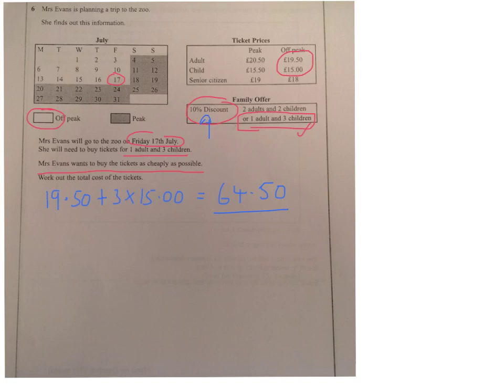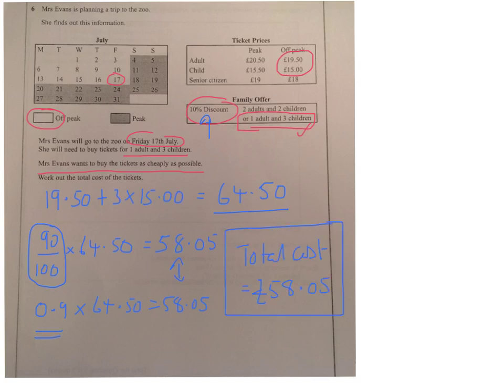So we can either do 90%, 90 hundredths of £64.50, or, if you're familiar with the multiplier, 90 divided by 100 is just simply 0.9. Either way, we get the same answer, £58.05, so we need to make that as clear as possible for the examiner. Make our final answer nice and clear as possible.